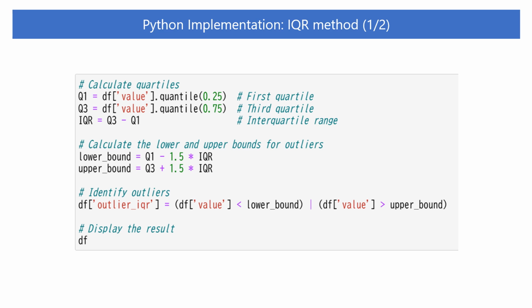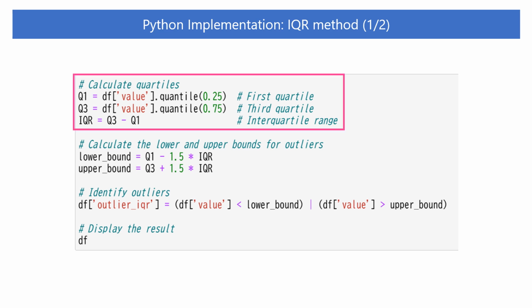The IQR method is effective when the data does not follow a normal distribution. First, calculate the interquartile range. The first line calculates the first quartile, representing the lower 25% of the data. The second line calculates the third quartile, representing the upper 25% of the data. The third line calculates the IQR by subtracting the first quartile from the third quartile.